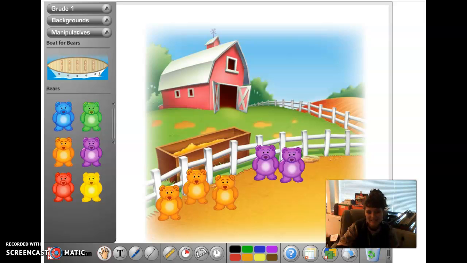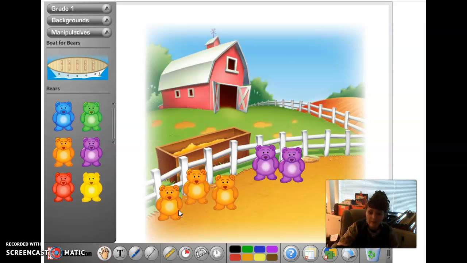So in math today, we are going to be learning and talking about some stories. So here you can see I have a farm. And on my farm, I have 3 bears. And then the 3 bears got joined by their 2 purple bear friends. So my question is going to be, how many total bears are on the farm?